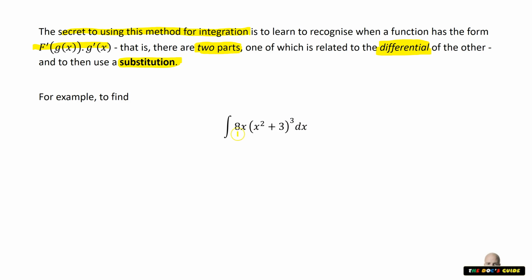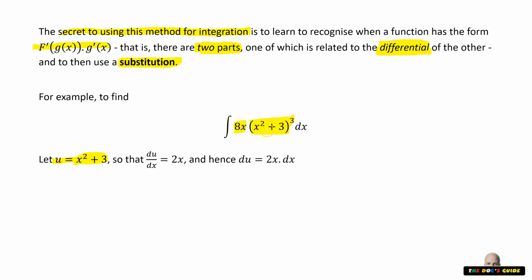But what we do notice is that we've got two parts to this integral. We've got this part and we've got this part. And if we think about it, we can see that this part, 8x, is related to the differential of this part, because the differential of this part, x squared plus 3, is of course just 2x. So we make this substitution. Now this is pretty sophisticated level of mathematical thinking in a way, but it will become commonplace to you. So we let u equal x squared plus 3. We let u be this thing here, which we are taking a function of.